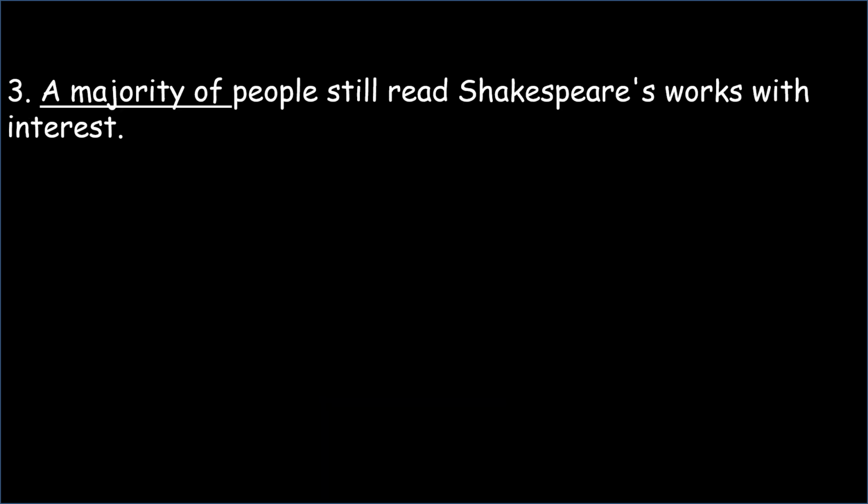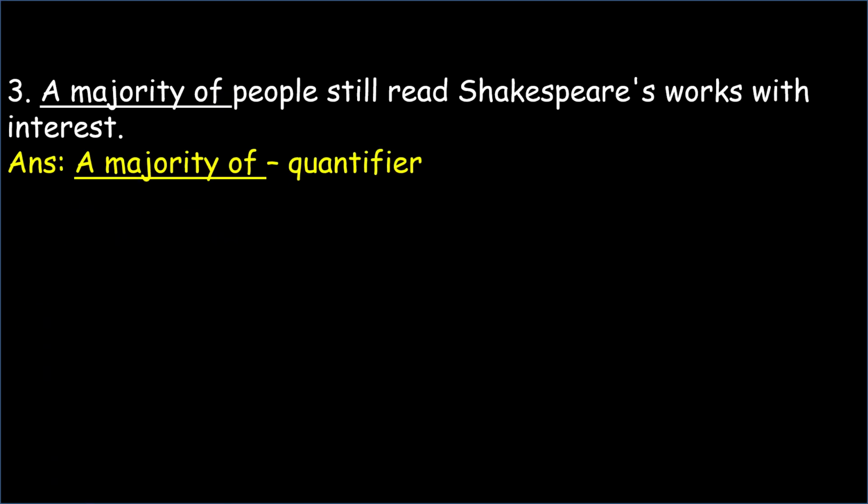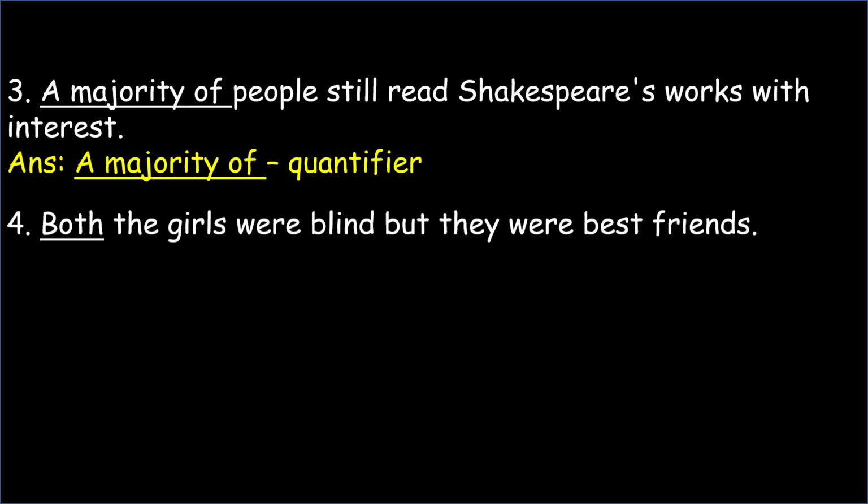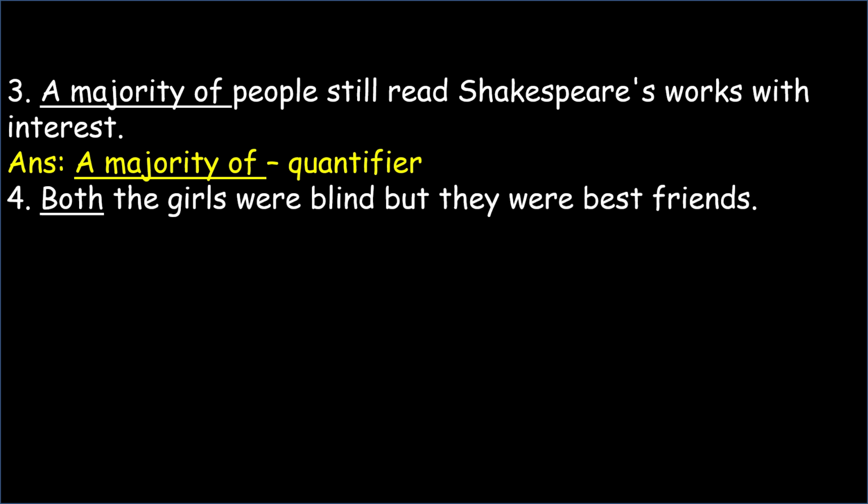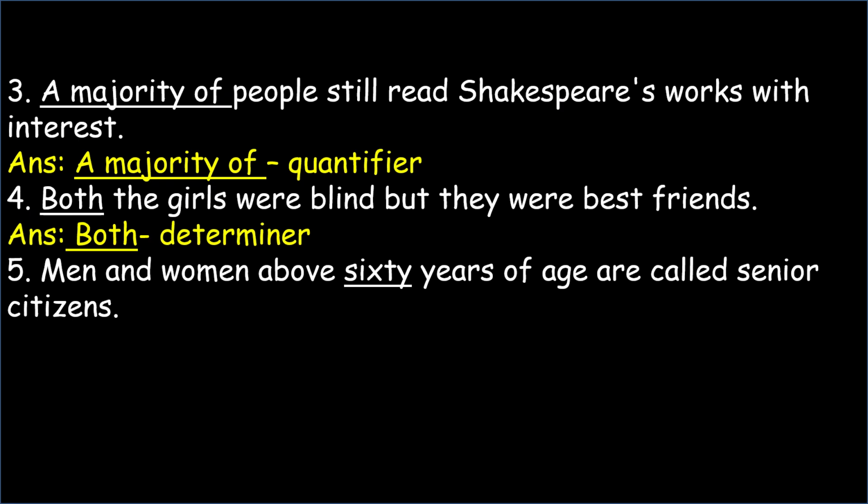The third sentence. A majority of people still read Shakespeare's works with interest. The underlined word here is a majority of. So what is this? It is a quantifier. The next sentence. Both the girls were blind but they were best friends. The underlined word here is both. Both is a determiner as both indicates two. The next sentence. Men and women above 60 years of age are called senior citizens. The underlined word here is 60. So what is 60? It is a determiner.